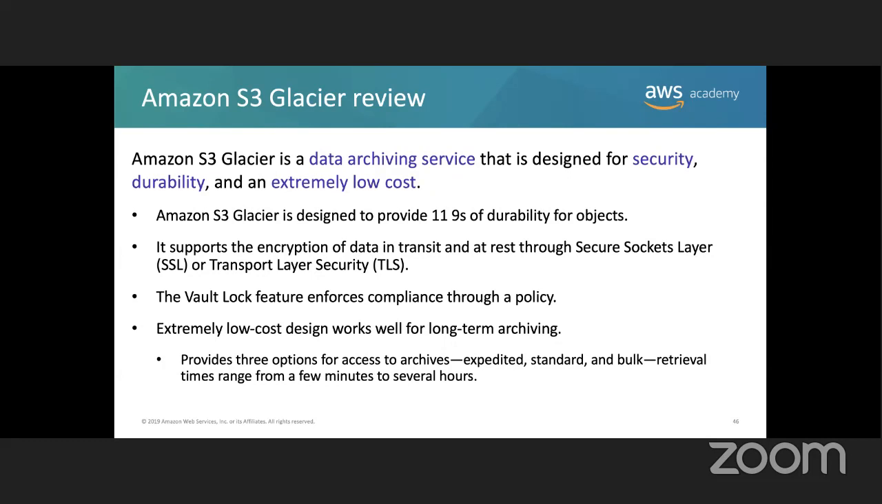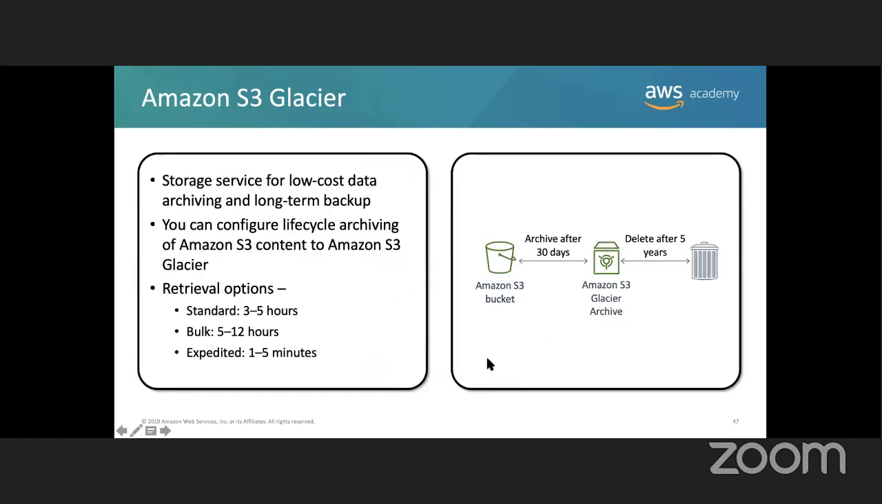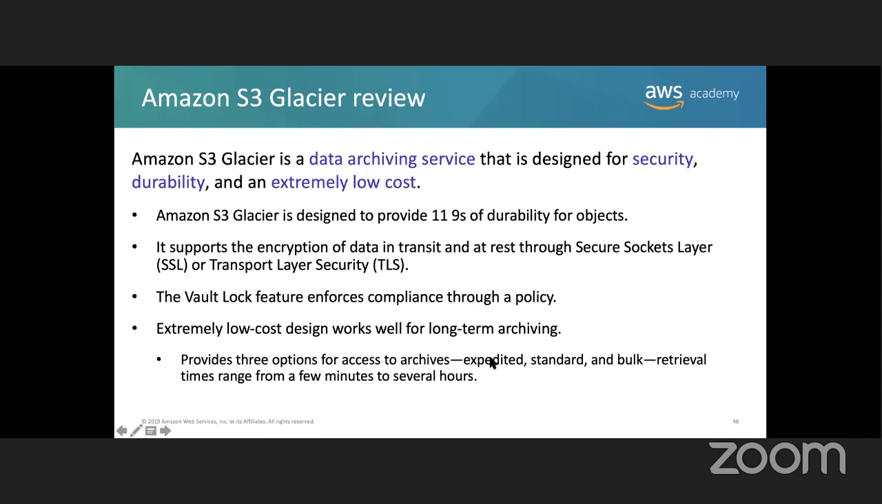Okay. Extremely low cost, the design works well for long-term archiving. It provides three options for access to archives: expedited, standard, and bulk retrieval, with time ranges from a few minutes to several hours. So expedited, for example, is typically made available within 1 to 5 minutes. Don't forget that. Expedited, 1 to 5 minutes, and it's the highest cost. It's the one that costs the most, okay? Because it's faster than the other two.